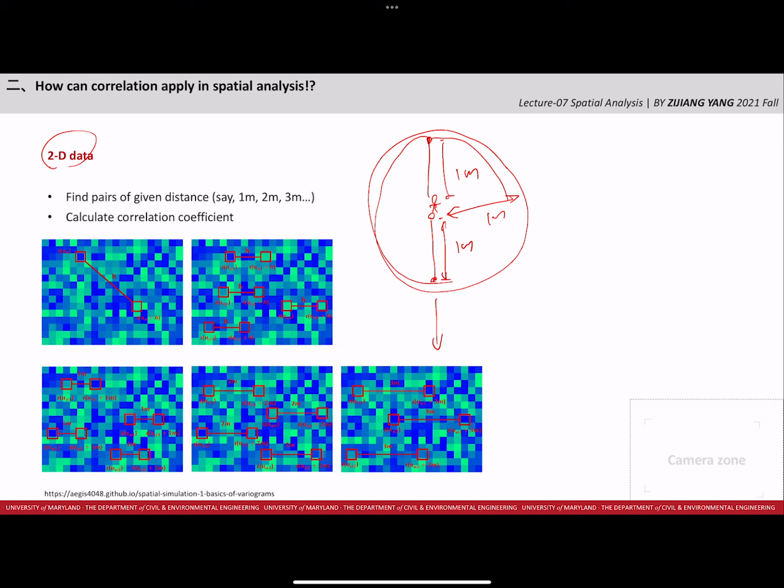So the computational intensity increases significantly. For 2D data, we need to find the pairs at a given distance, from all directions. Then we can use this data to calculate the correlation coefficient. So the calculations are the same, but the amount of calculation increases a lot.